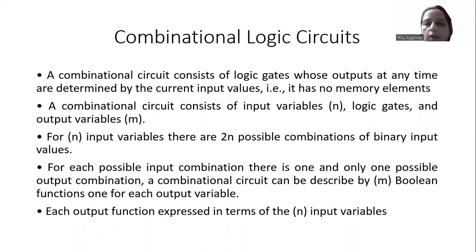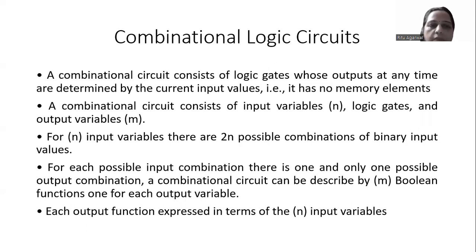So a combinational logic circuit consists of logic gates with no memory elements, while sequential logic circuits are the combination of logic gates along with memory elements. Today we will be discussing combinational logic circuits, which consist of only logic gates and have no memory elements. They consist of input variables, denoted by small n, logic gates, and output variables, denoted by small m.